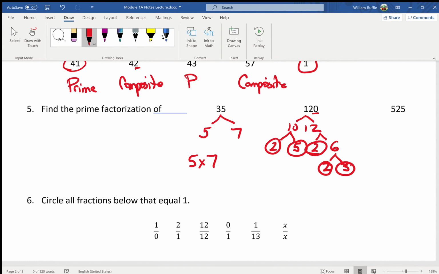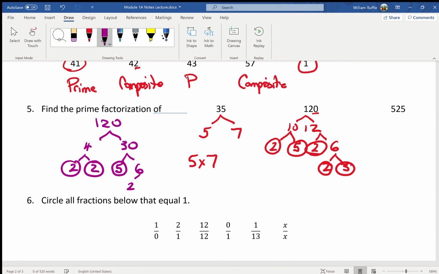Now I'm going to do this slightly differently. I'm going to choose a different color here. Let's do 120 over here. Let's try 4 times 30. 4 is not a prime number because I can split that into 2 and 2, so I can circle both of those because those are prime. 30 could be written as 5 and 6, as well as 3 and 10, and 2 and 15. There are, again, options. 5 is prime, so I'm going to circle it. 6 is 2 and 3, so I'm going to circle both of those.